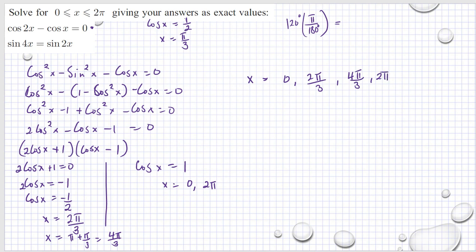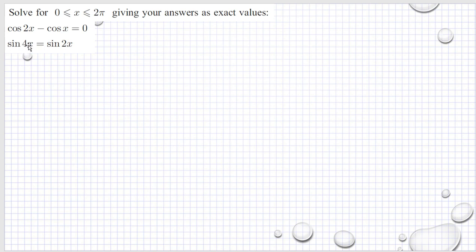Okay, I think I will stop there. In my next video, I will be discussing the second one there. Sine 4x is equal to sine 2x.